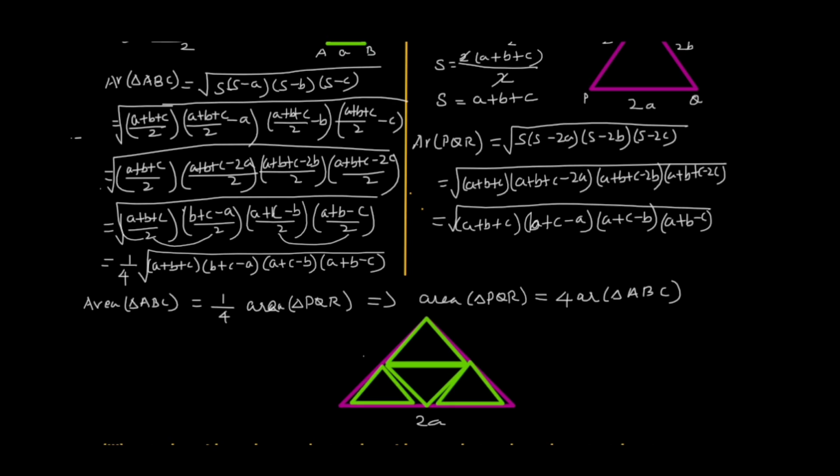So this side is 2A, here 2B, this is 2C, here A, B, C, A, B, C, and A, B, C, A, B, C. Like that we can fit 4 triangles. So area of triangle PQR is equal to 4 times area of triangle ABC.